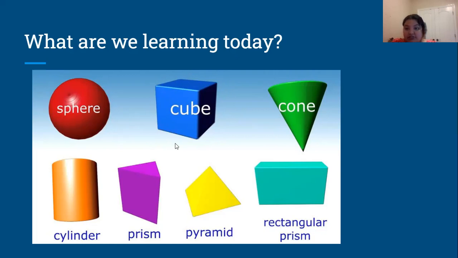So we call these 3D shapes. 3D shapes are more real life. You have a sphere, which looks like a ball, a cube that looks like an ice cube, a cone that looks like an ice cream cone, a cylinder that looks like those cans of food that our parents buy. A prism looks like a tent. A pyramid looks like a pyramid. And a rectangular prism looks like buildings, or it can look like your cereal box. It looks more real life, correct?